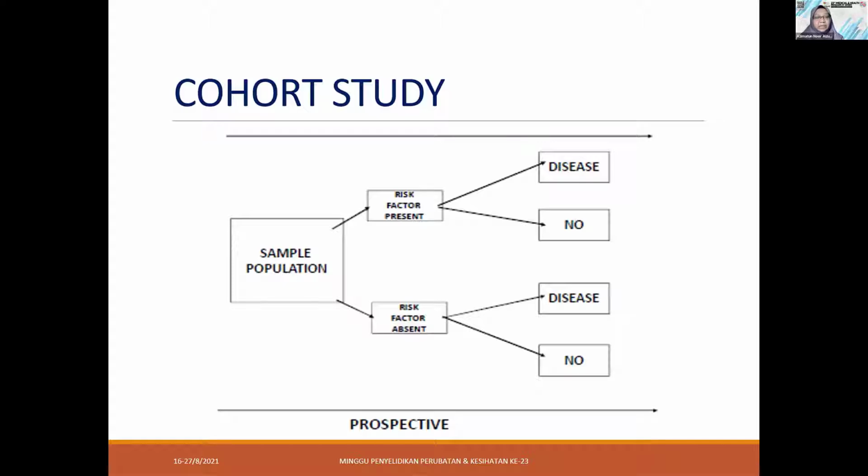In the cohort study, we have the population. Then we look at the risk factors present and also absent in the population. Then when we follow them up, we see whether those with these risk factors develop a disease or not. And for those with no or absent risk factors, we also look at whether they develop a disease or not. So this is actually the opposite of the case control.